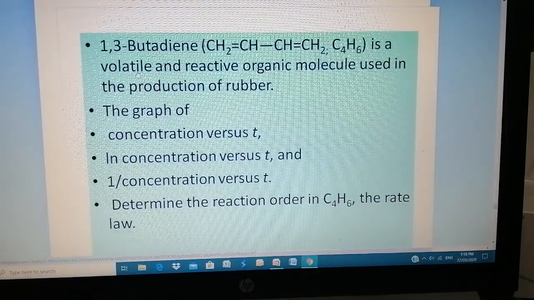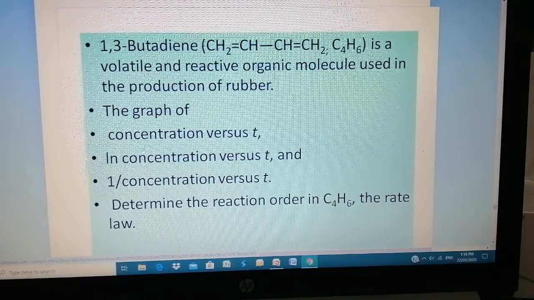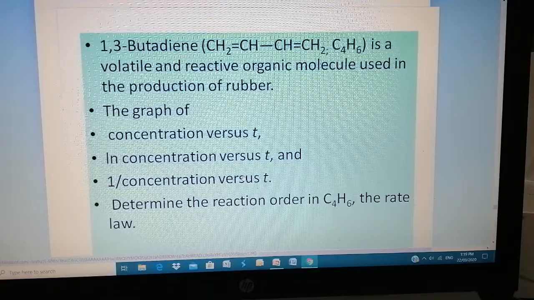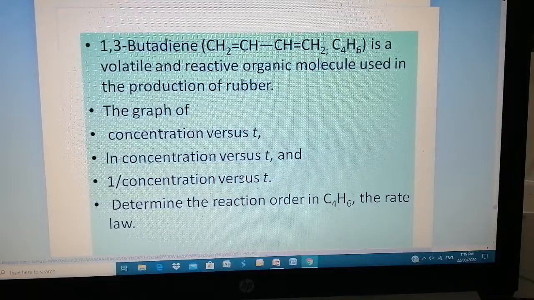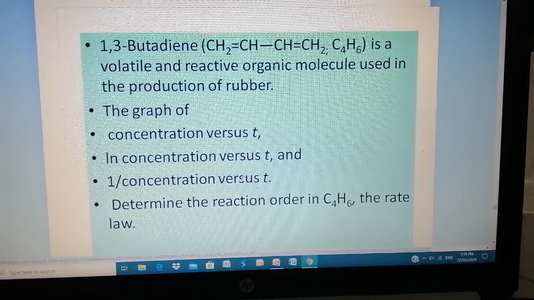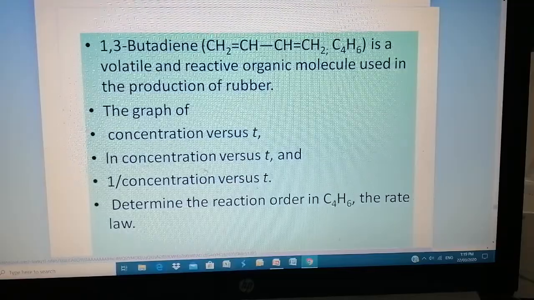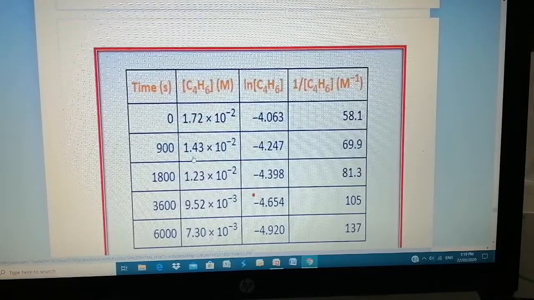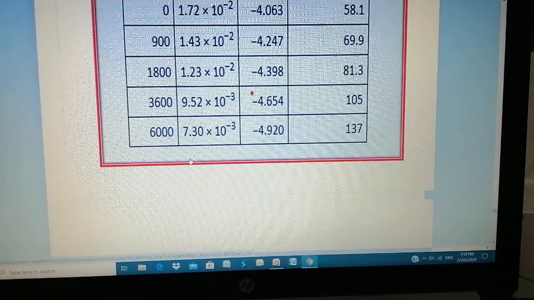Same as this, another question: 1,3-butadiene is a volatile and reactive organic molecule. We are given again the graphs of concentration versus time, log concentration versus time, and 1 by concentration versus time. Again we have to see the shapes of the graph and compare them with the general graphs given for first order, zero order and second order. Then you have to find the order of this. See here, the values are given. Maybe they will ask you to plot, or they will give you the plotted graphs.